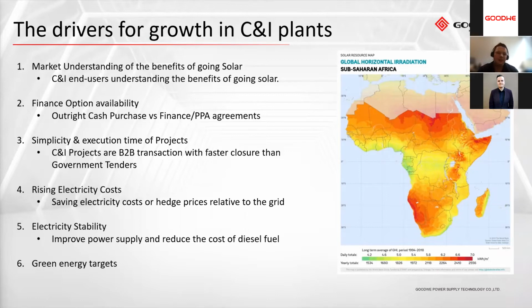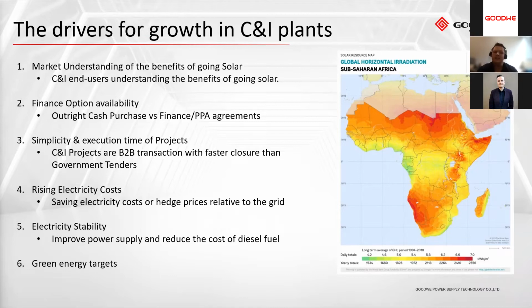Simplicity and execution time of projects. I think C&I projects are a B2B or business-to-business transaction, so it's a lot faster closure than utility projects and government tenders. Electricity costs going up, a big one. It is nice for a manufacturing plant to be able to put in a system and know that during the peak hours of sun, or the sun hours in a day, they can save almost all of the electricity and move that load to during that period.